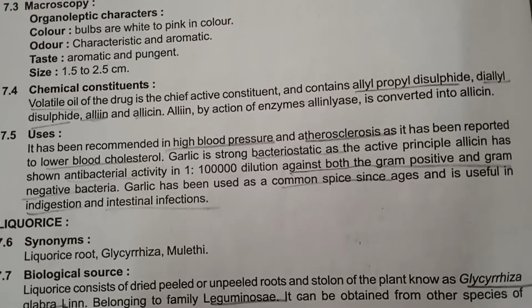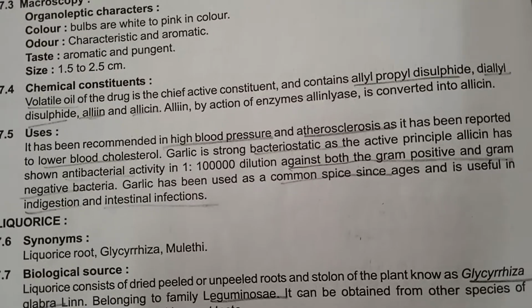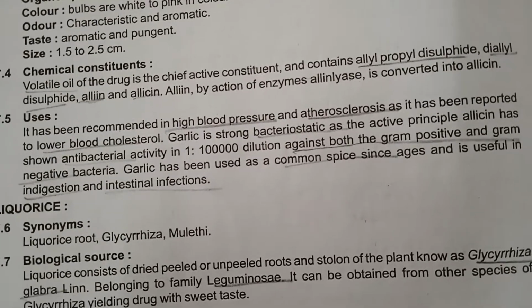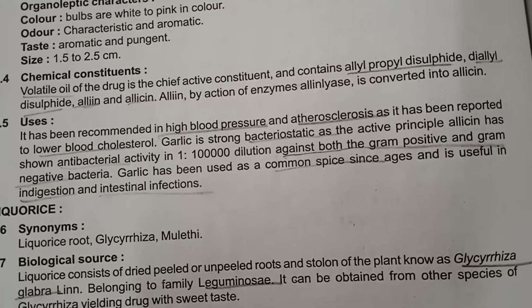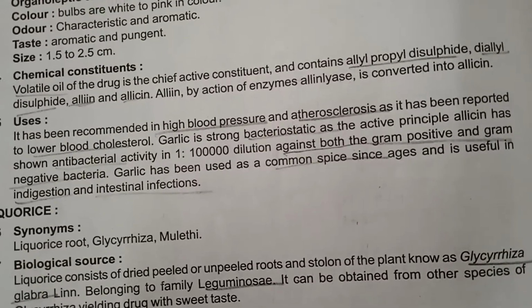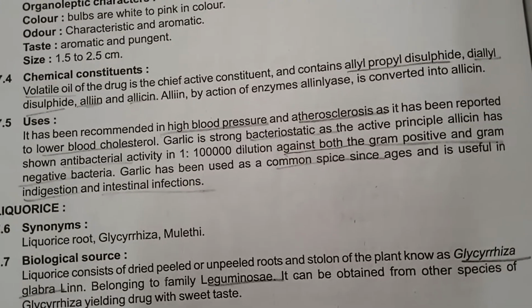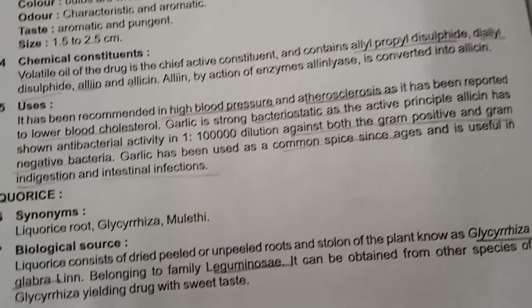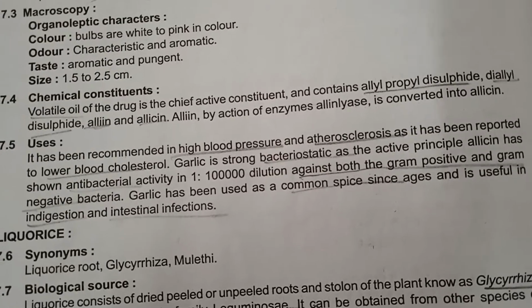Uses of this drug: it is used in high blood pressure and atherosclerosis as it has been reported to lower blood cholesterol. Garlic is strongly bacteriostatic, as the active principle allicin has shown antibacterial activity in 1 in 1 lakh dilution against both gram-positive and gram-negative bacteria. Garlic has been used as a common spice since ages and is useful in digestion and intestinal infections.